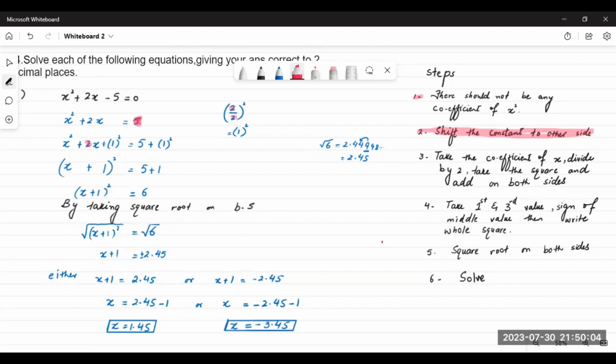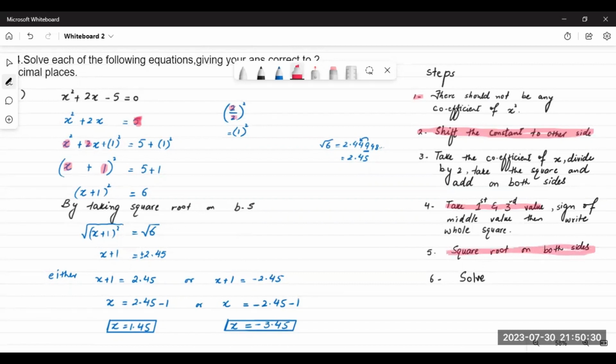The next step is to take the first and third value. I have taken the first value and third value, the sign of the middle value, and made it a whole square. This is 5 plus 1, which is 6. When you get the simplified form of this, after that you have to take the square root on both sides, because I want to remove the square. This is also a very important step. Take the square root on both sides.